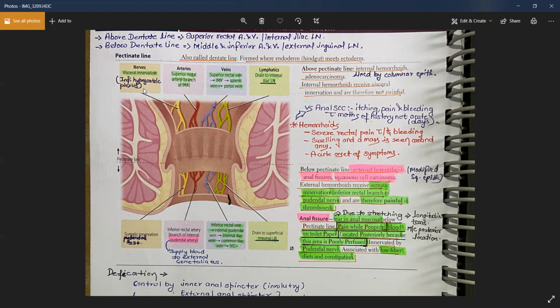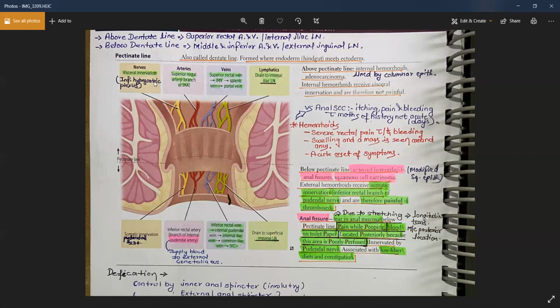This is the confusing part. This inferior hypogastric plexus is not the parasympathetic plexus, but the sympathetic plexus. The pelvic splanchnic nerves are the parasympathetic ones. The inferior hypogastric plexus is sympathetic. Do not get confused between them. Is that clear? The inferior hypogastric plexus is the sympathetic plexus, and the pelvic splanchnic nerves are the parasympathetic.